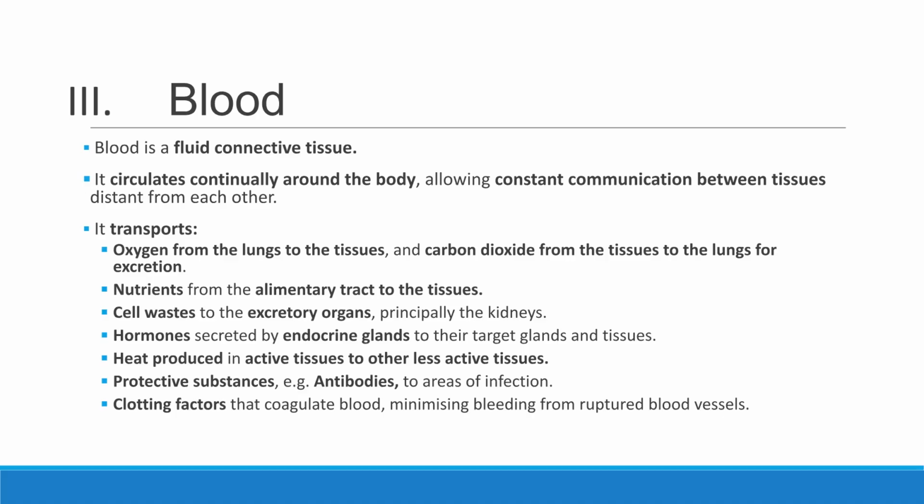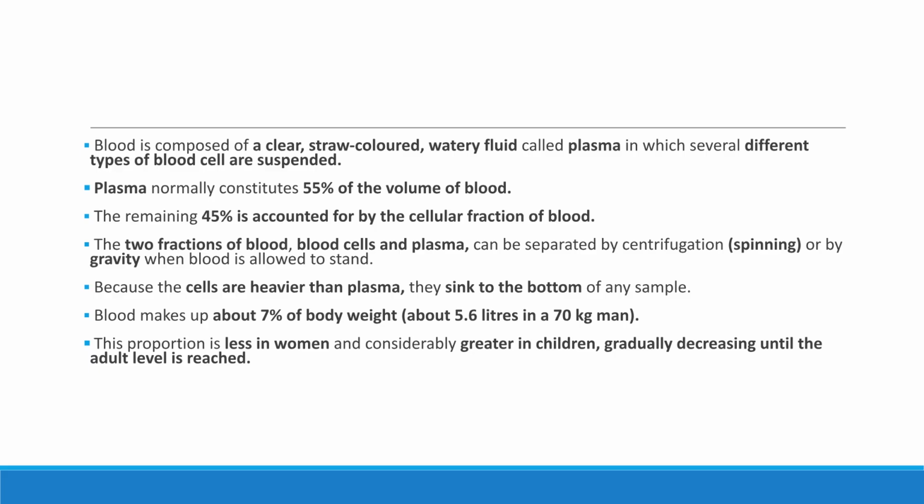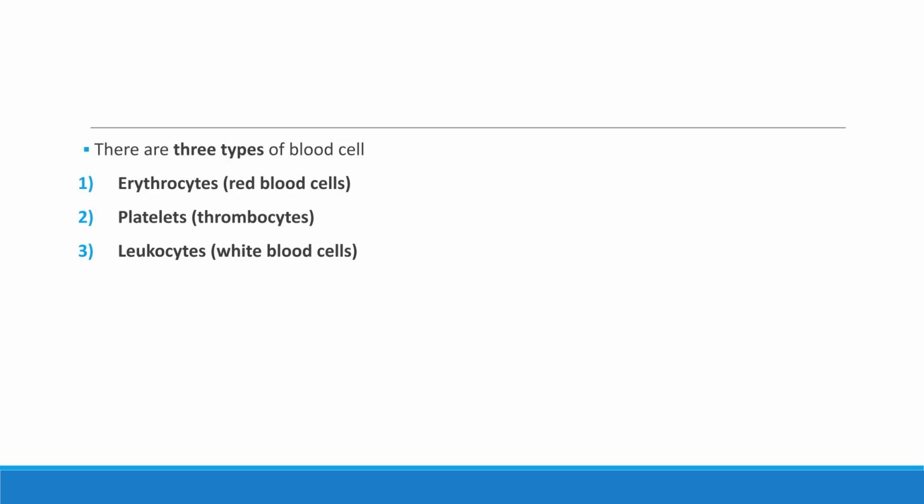Blood is a fluid connective tissue that circulates throughout the body. It transports oxygen, nutrients, cell wastes, hormones, heat, protective substances, and clotting factors. Blood is composed of plasma, a watery fluid, and suspended blood cells. Plasma constitutes about 55% of the blood volume, while the cellular fraction makes up the remaining 45%. Blood accounts for about 7% of body weight. There are three main types of blood cells: erythrocytes, which are red blood cells, platelets, also known as thrombocytes, and leukocytes, which are white blood cells.